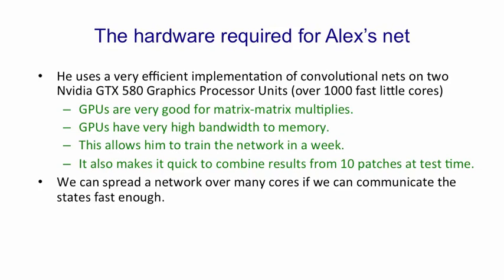As cores become cheaper, people at Google are already experimenting with that. And if we can communicate the states fast enough, we're going to be able to do much bigger networks on many more cores. Google has already simulated networks with 1.7 billion connections, and I think it's only going to get bigger.